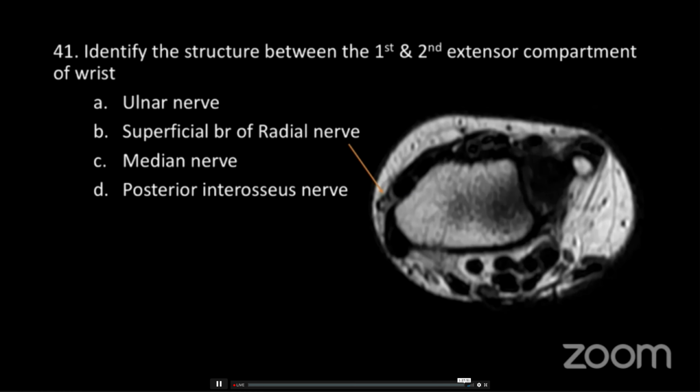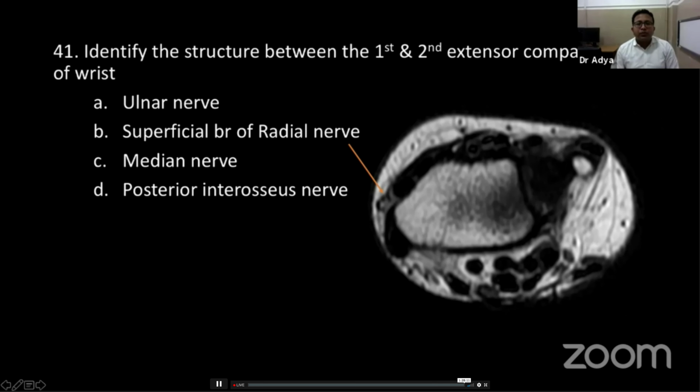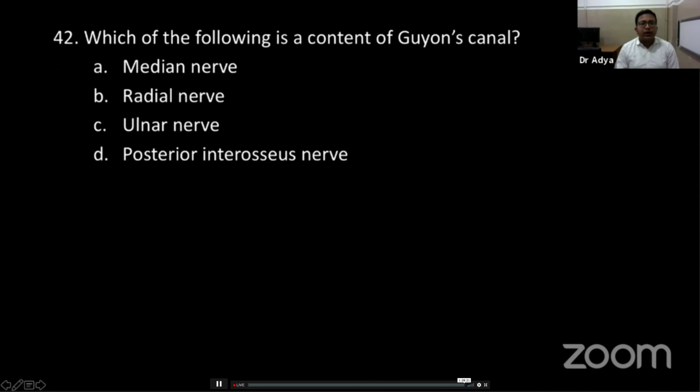I'm ending the poll, sir. So 100% people are saying it's option B, superficial branch of radial nerve. Yes, this is the superficial branch of radial nerve which accompanies the cephalic vein between the first and the second extensor compartment of wrist. Correct. This is the superficial branch of radial nerve.